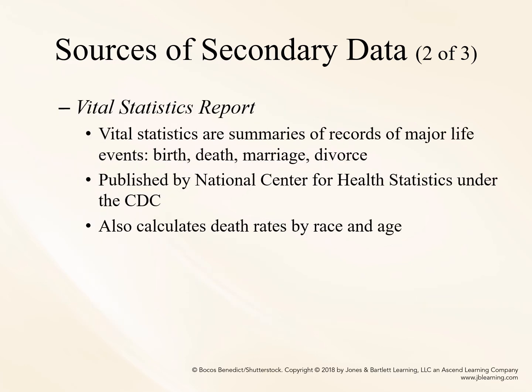Another source of secondary data is a vital statistics report. Vital statistics are summaries of records of major life events such as birth, death, marriage, and divorce. It's published by the National Center for Health Statistics under the CDC, and it also calculates death rates by race and age.